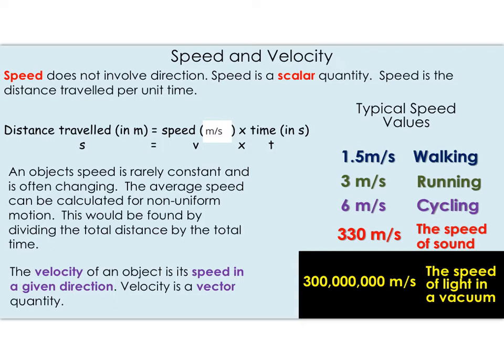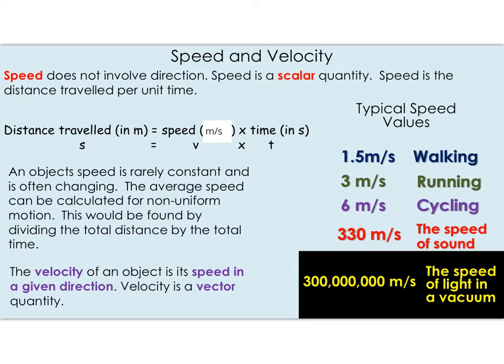The average speed can be calculated for non-uniform motion, and this will be found by dividing the total distance by the total time, and that would give us the average speed for that distance travelled. The velocity of an object is different to speed because the velocity of an object is a speed in a given direction, and velocity is a vector quantity.